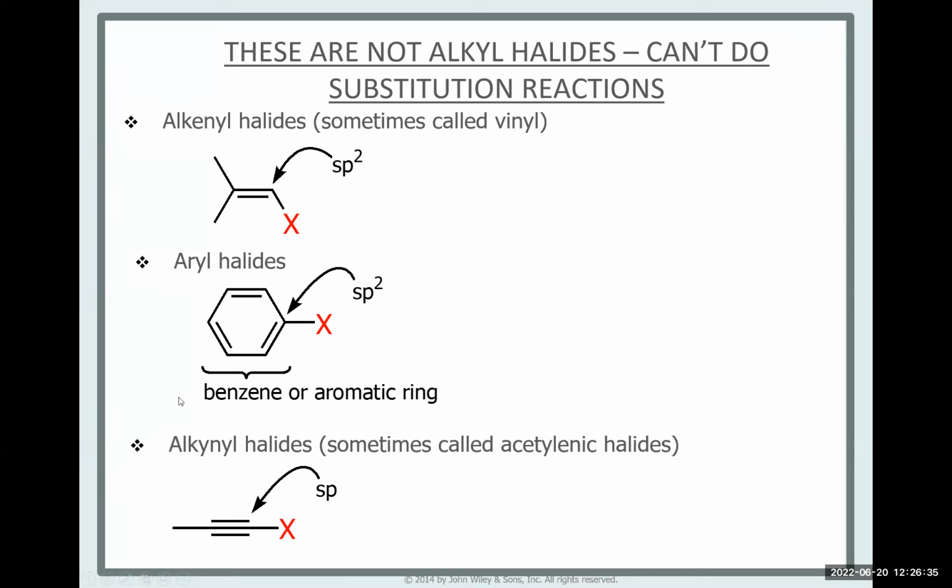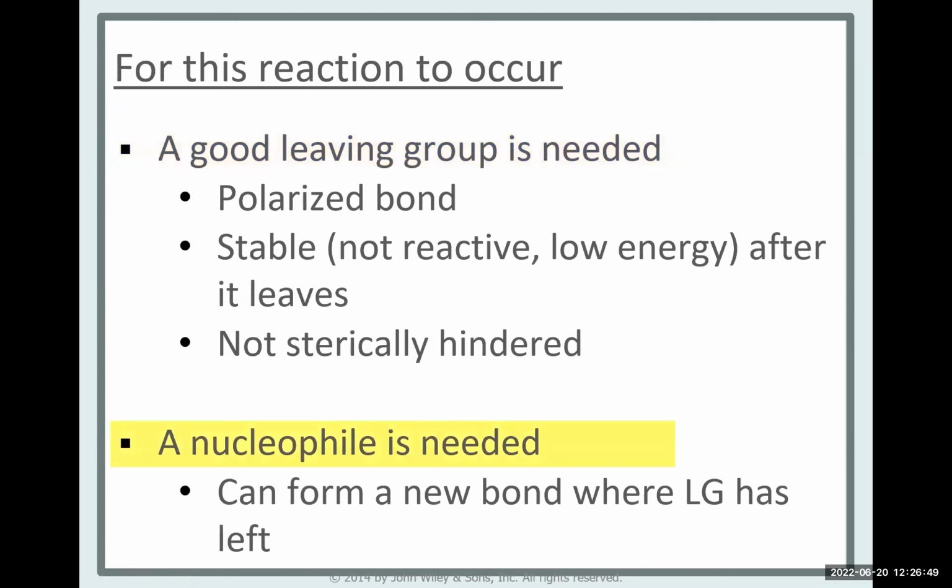Okay, and then alkynyl halides are also called acetylenic because acetylene is the basic carbon-carbon triple bond. They also are not alkyl halides, and they also cannot do substitution reactions. So that's a little bit about a good leaving group. You'll see more of these as we go through.